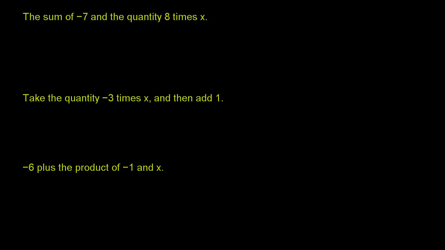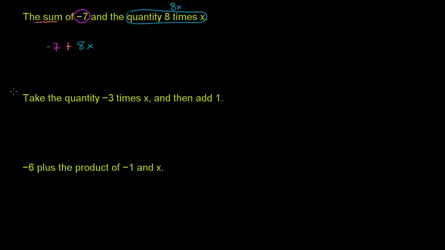What I want to do in this video is write the algebraic expressions that represent the same thing that these statements are saying. So this first statement, they say the sum of -7 and the quantity 8 times x. So the sum, so we're going to have an addition here, of -7 and the quantity 8 times x. So the quantity 8 times x, well, that's just 8x. So I can just write 8x over there. So it is -7 plus 8x. Or you could view this as the sum of -7 and the quantity 8 times x.